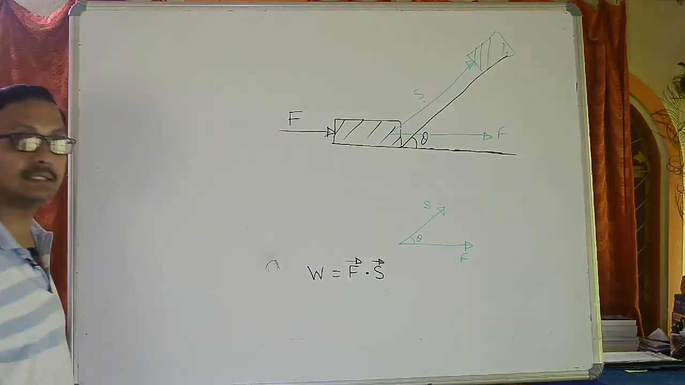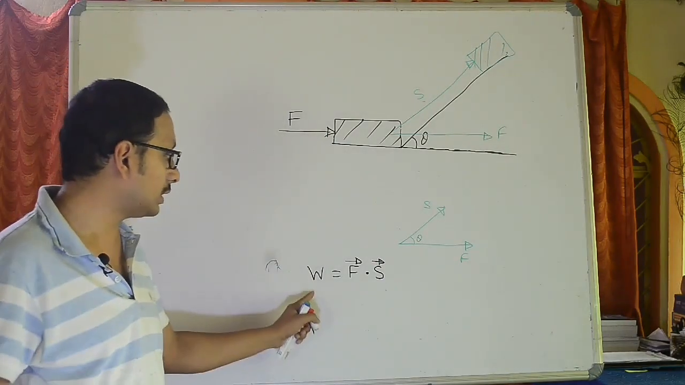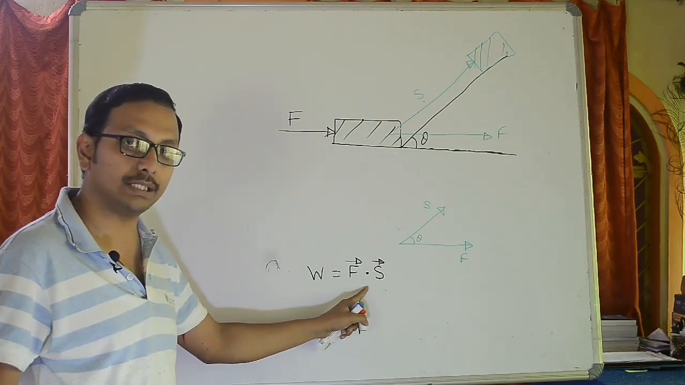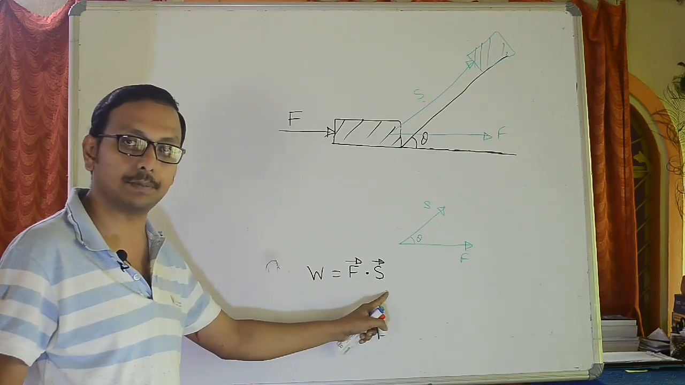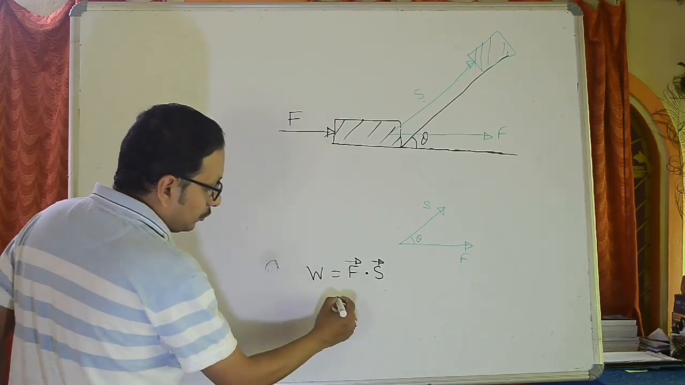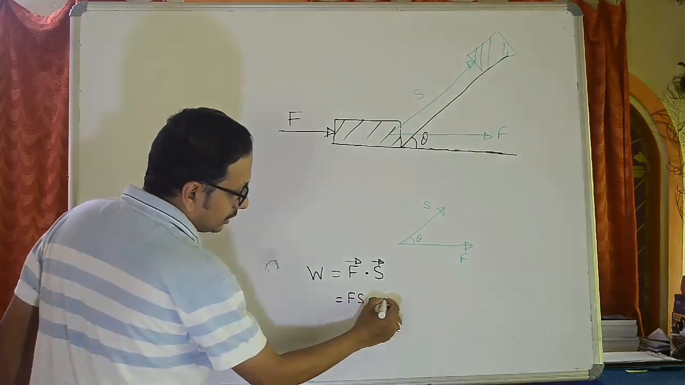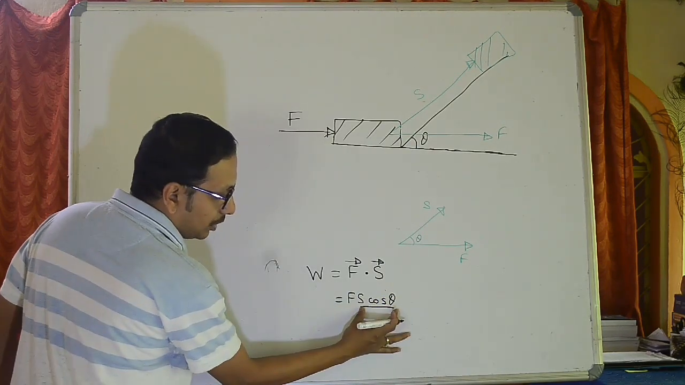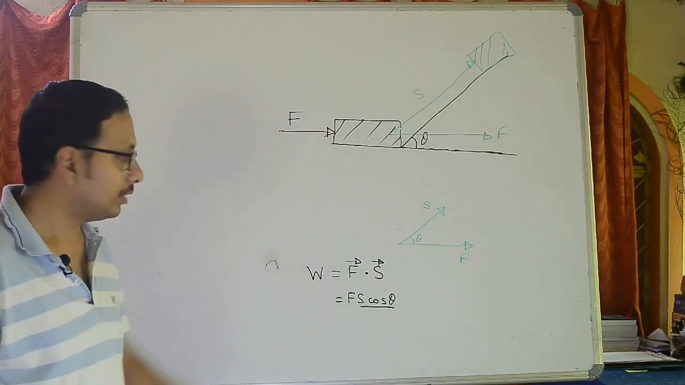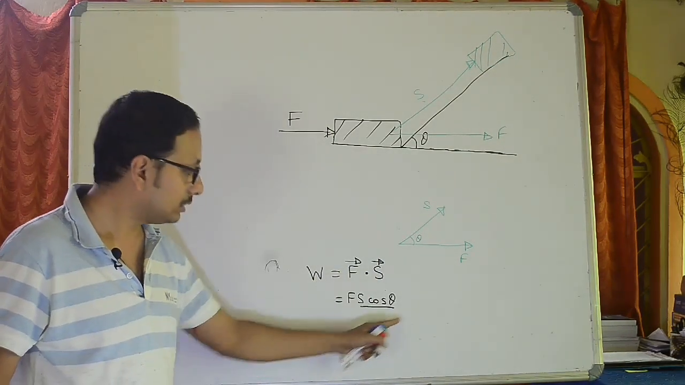So this is the vectorial representation of work, where we say work is a scalar product. Scalar means dot product, so I have put a dot over here, the dot product of force and displacement. This is then written as F S cos theta. Concentrate on this term, S cos theta. What we have done, F S cos theta. See this part.